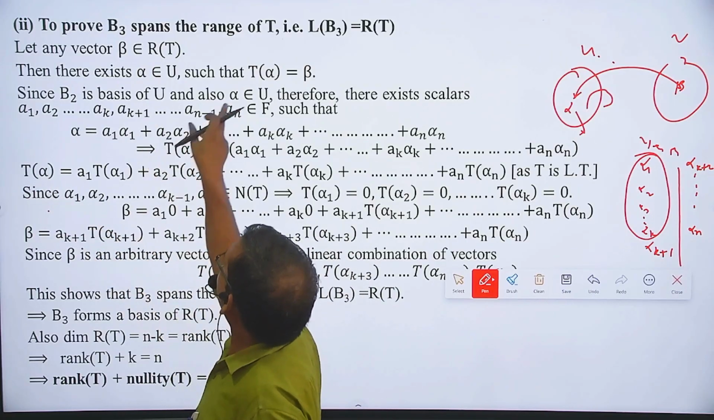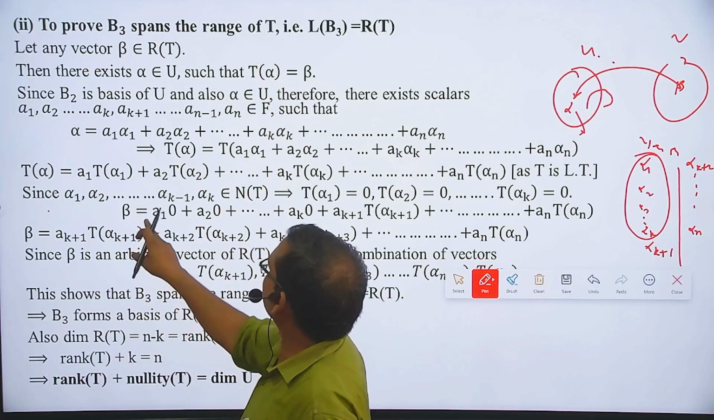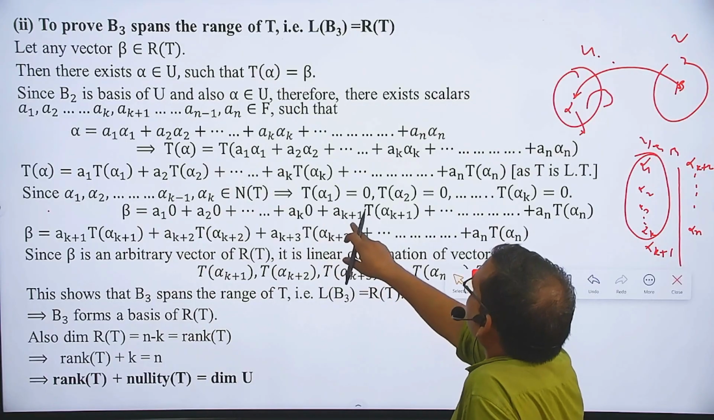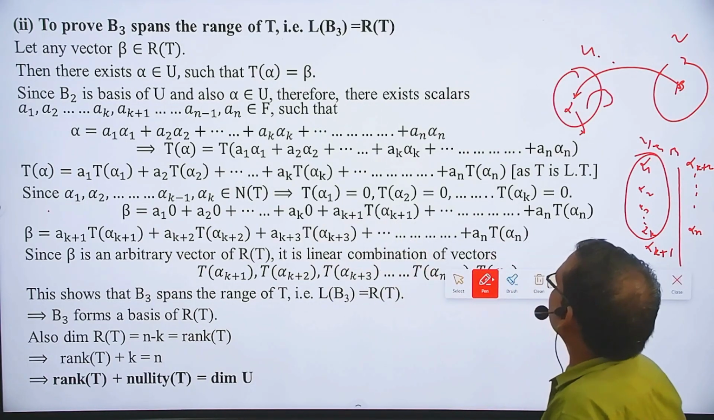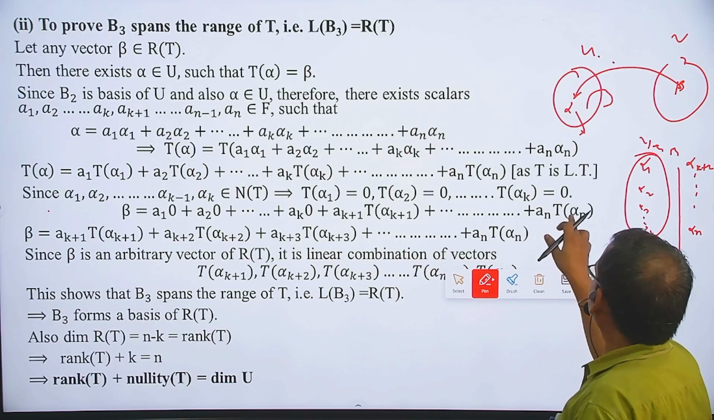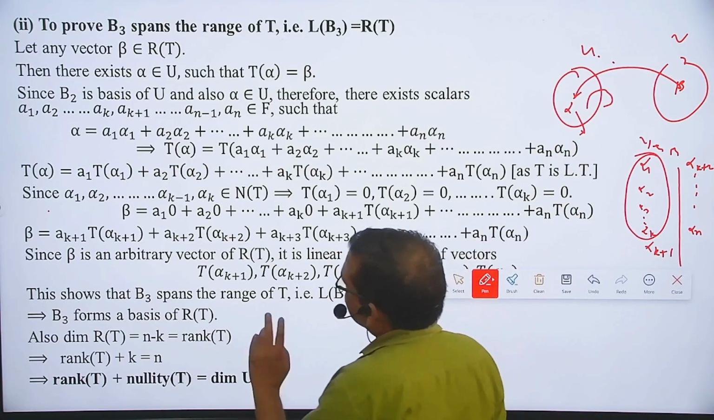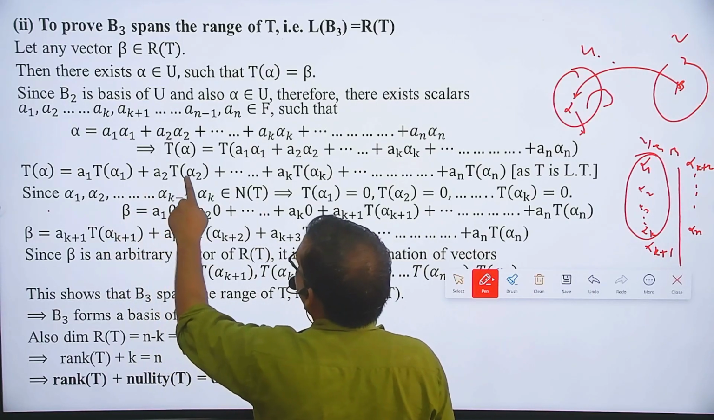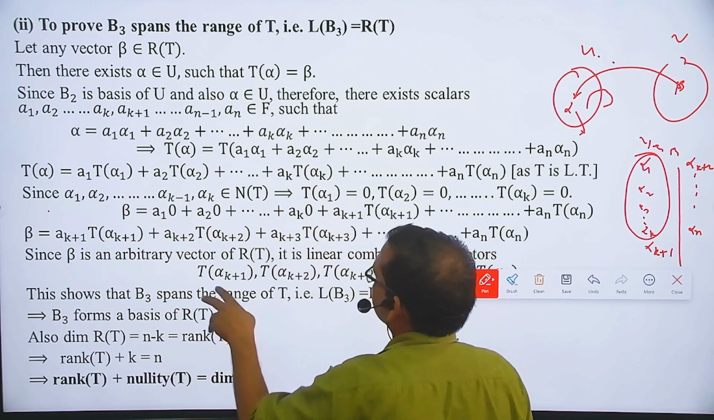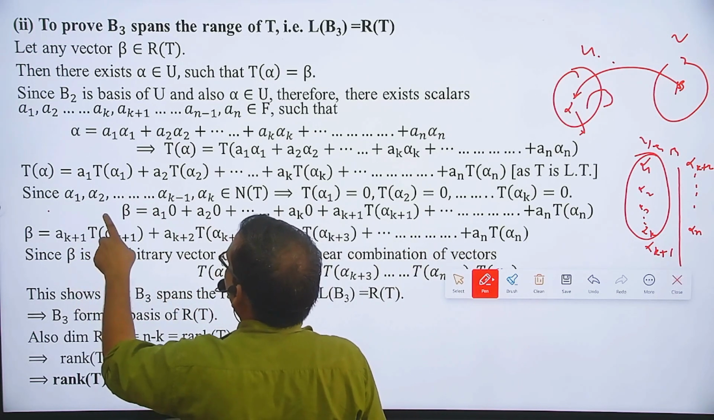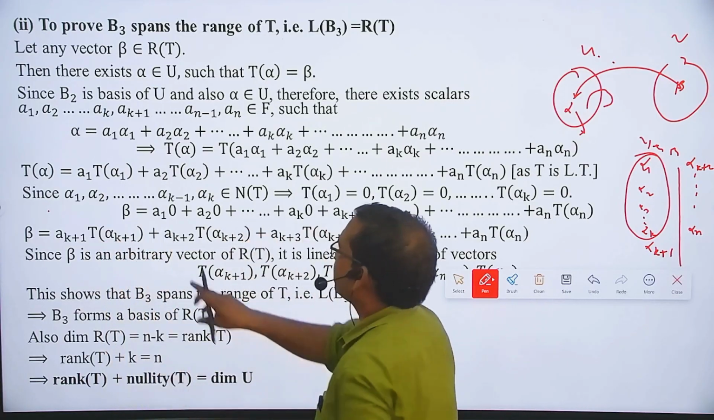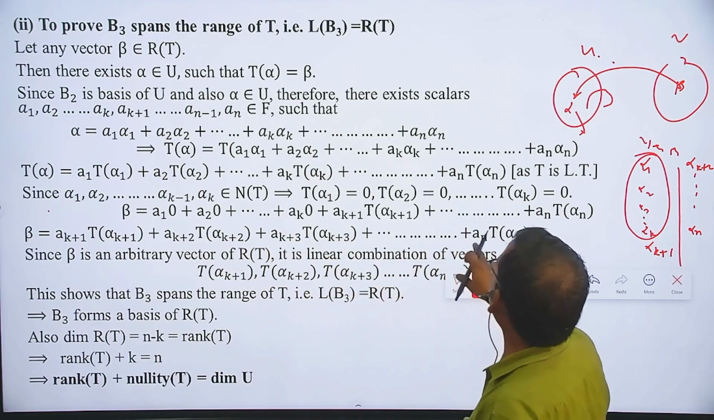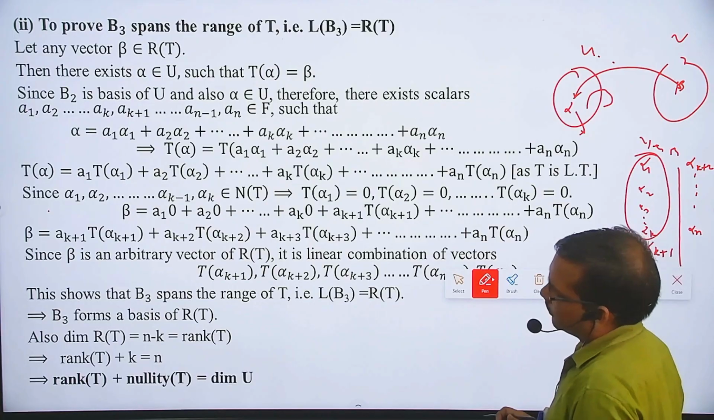Taking images equal to 0 in this expression and writing T alpha equal to beta, we get beta is equal to A1 multiplied by 0 plus A2 multiplied by 0, and so on, plus Ak multiplied by 0, plus Ak plus 1 T alpha k plus 1, and so on, plus An T alpha n. Writing 0 in place of T alpha 1, T alpha 2, up to T alpha k, we get beta equal to Ak plus 1 transformation of alpha k plus 1 plus Ak plus 2 transformation of alpha k plus 2, and so on, plus An transformation of alpha n.